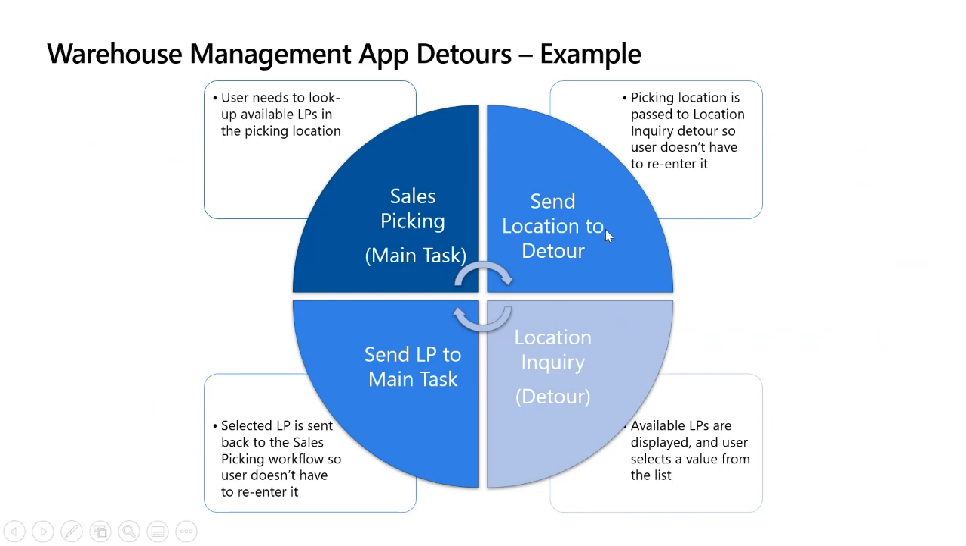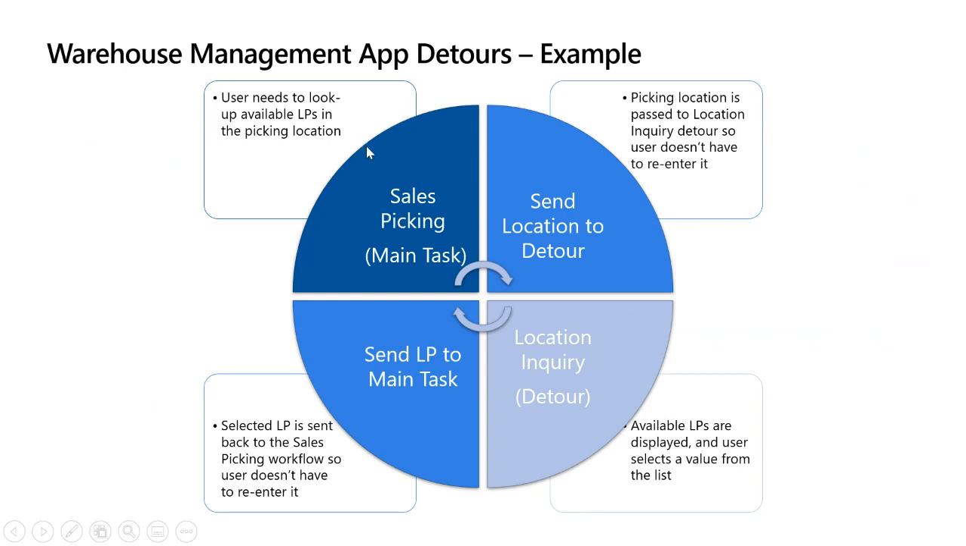So I can send the picking location that I'm in to the detour so that I don't have to re-enter it in the inquiry. When I'm in the inquiry, I'm going to see a list of the available license plates. Again, an assumption here: I'm in a license plate controlled picking location. When I select one of those license plates, it's going to pass it back to my sales picking task, again, so that I don't have to just remember that license plate value and type it in and risk maybe mistyping it.